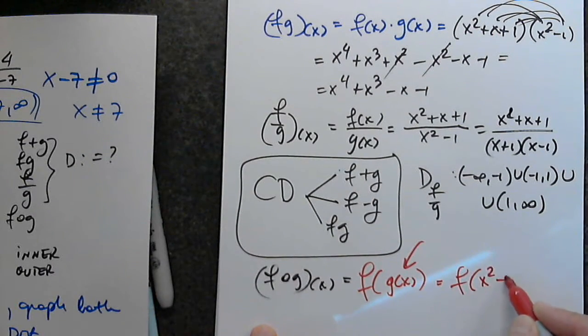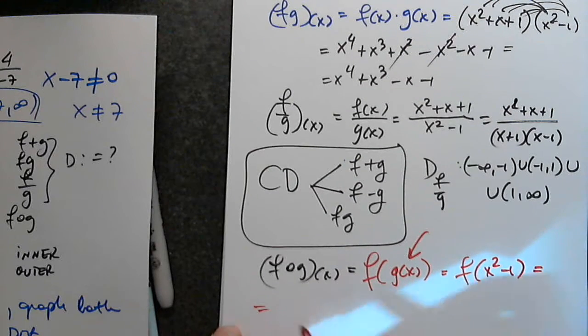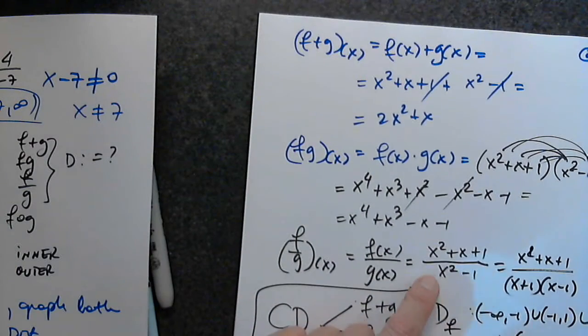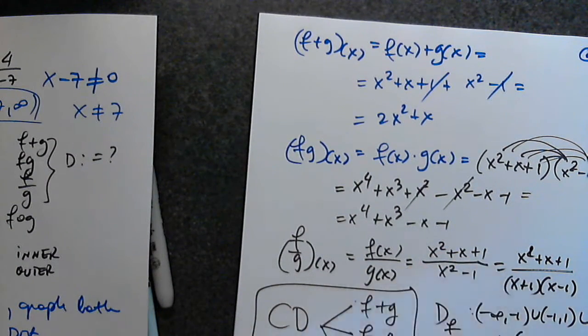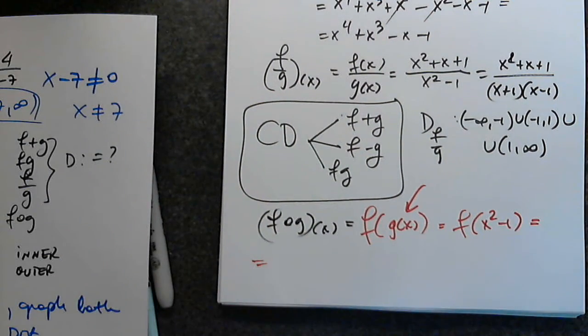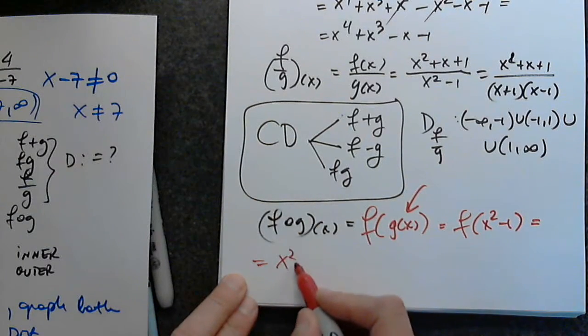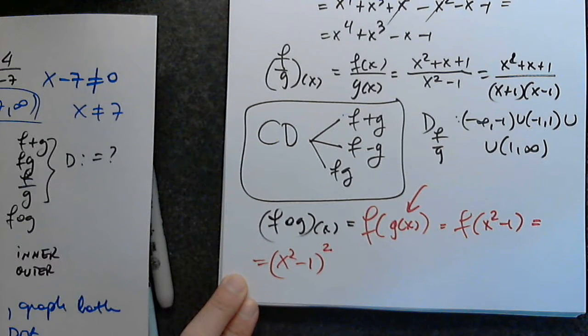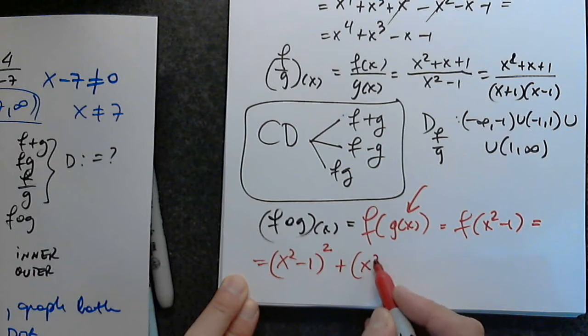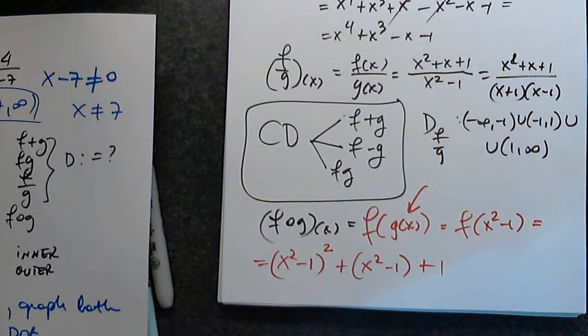So this is f of x squared minus 1. Now I have to look at f. What does f say? It says whatever squared plus whatever plus 1. So can anyone dictate what we should write? Whatever squared plus whatever plus 1. So the whatever now is x squared minus 1.